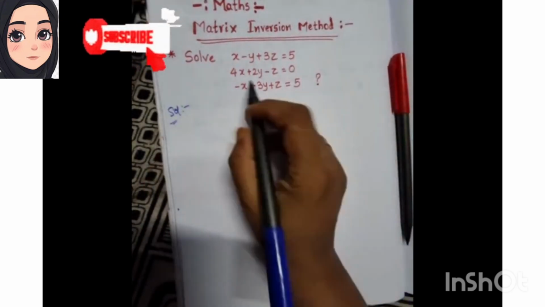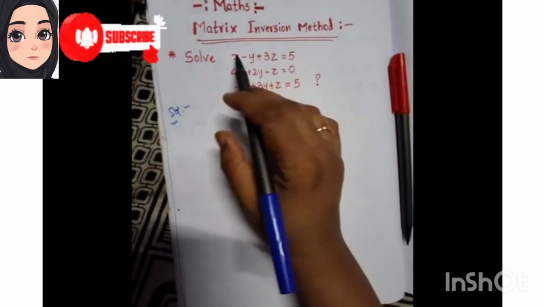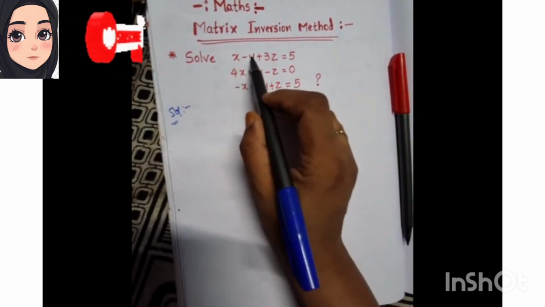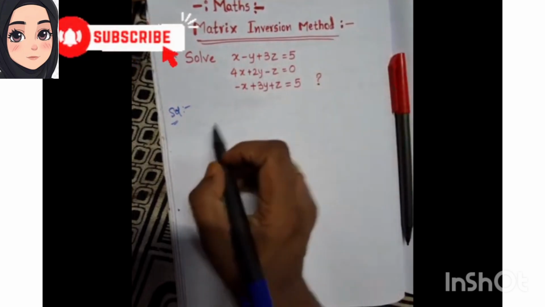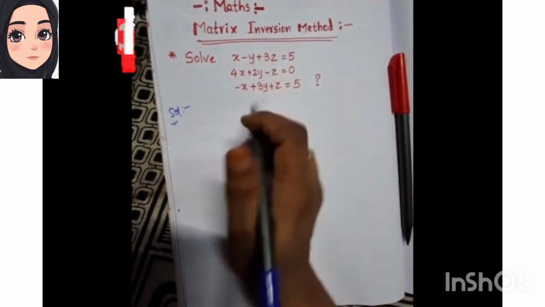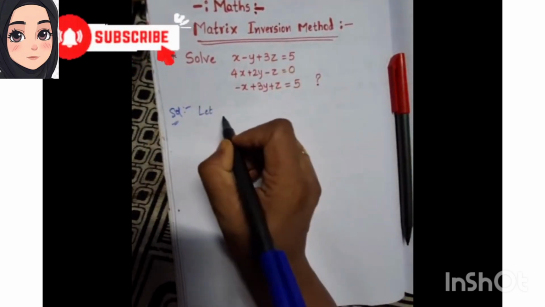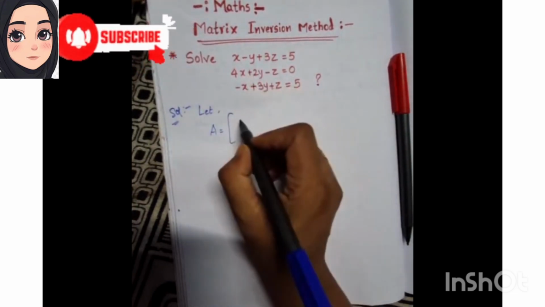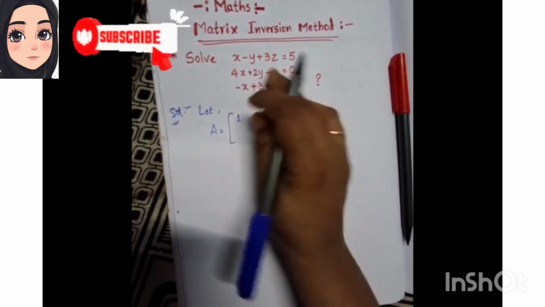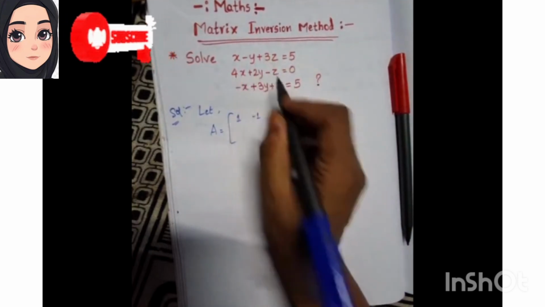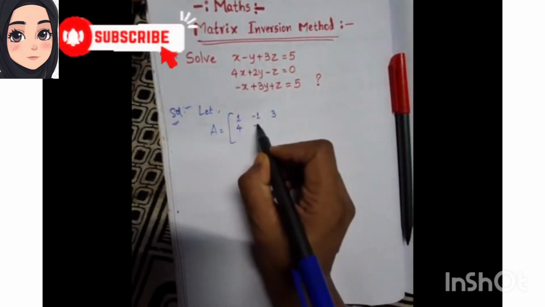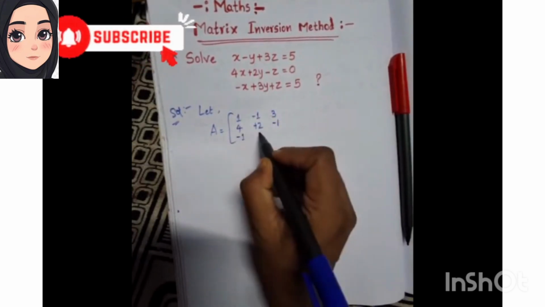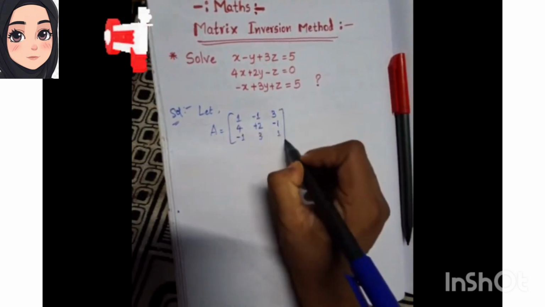What is meant by solving this question? We have to find the values of x, y, z, children. So first we have to write this in matrix form. Let A be the matrix formed from the given equations: 1, minus 1, 3; 4, 2, minus 1; and so on. In each row we write the coefficient values. This is the given matrix.